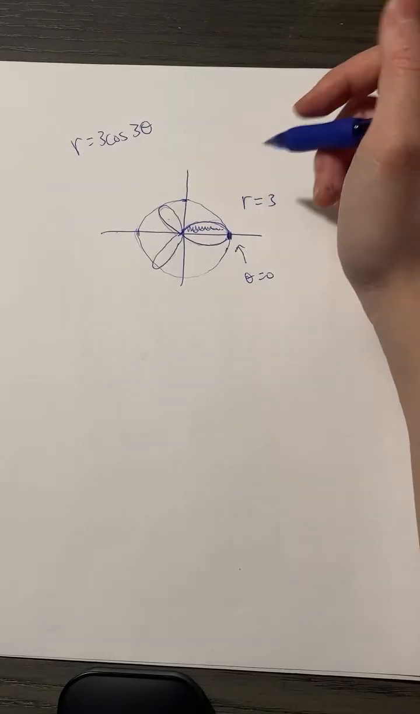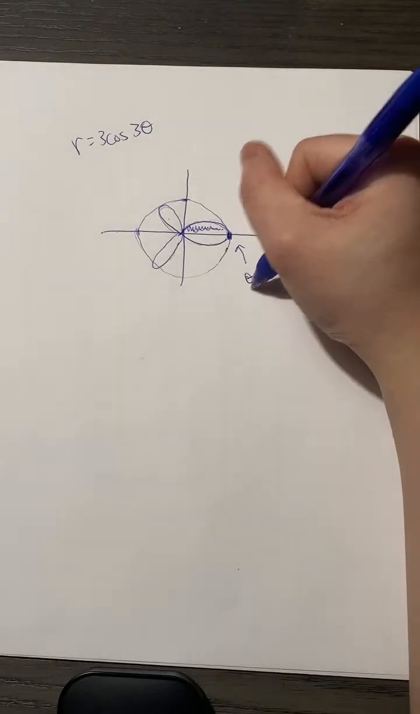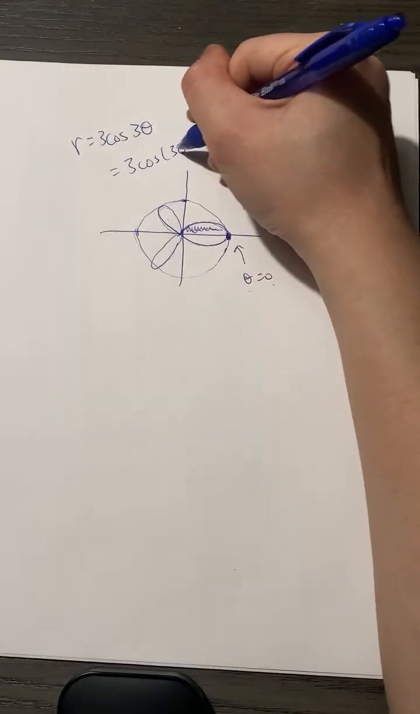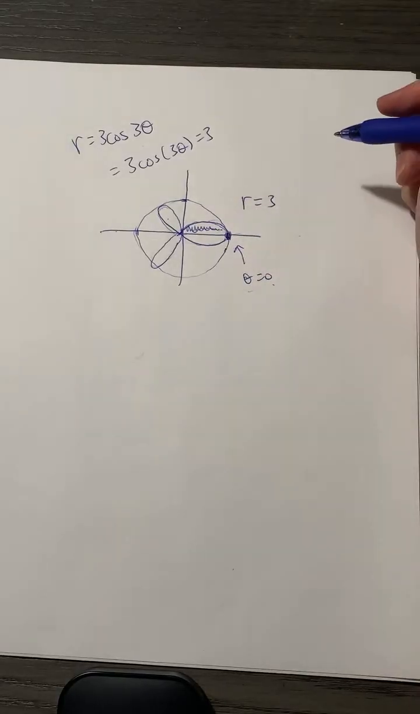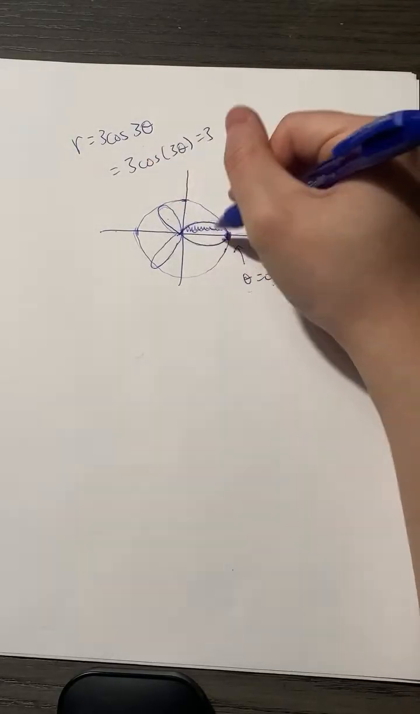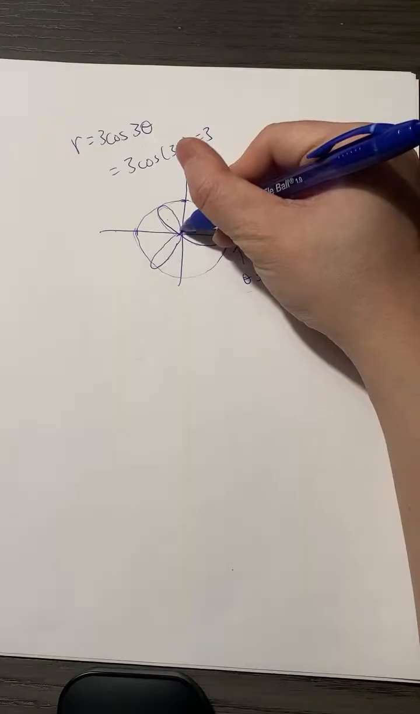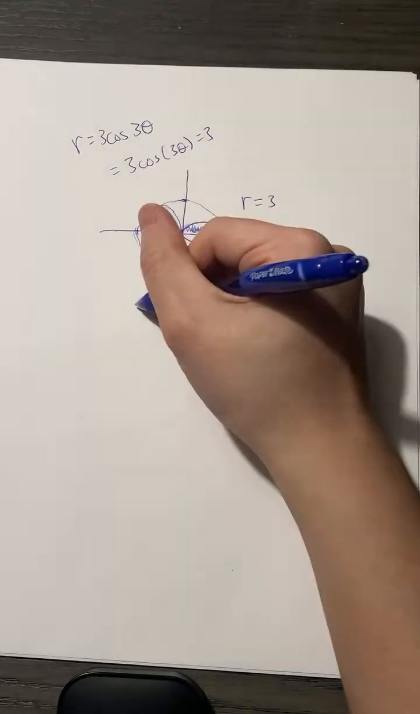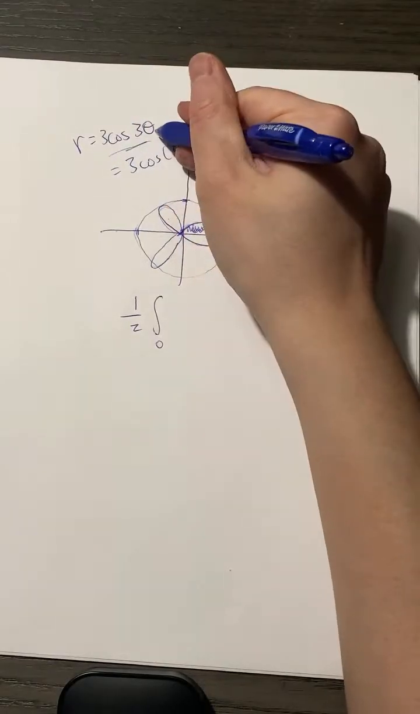You won't be able to see it being drawn, but you try to find what angle 0 is. So I'm going to plug in 0. When I plug in 0 here, I get 3. So I know that from angle 0, 3 will be one of the points. Then I imagine how it graphs until the first time it hits the origin, which is drawing half a petal. So the formula would be 1/2 integral from 0 to whenever this is equal to 0.